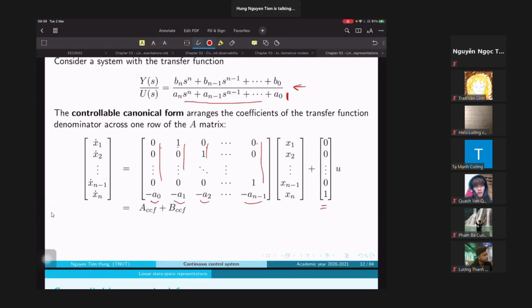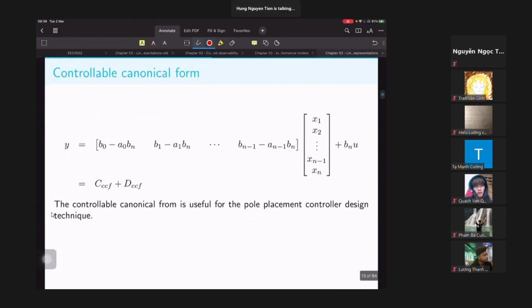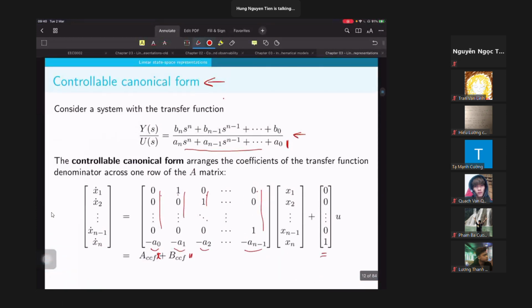Okay, sorry, I was still missing this, and I have to put X here and BU here. Okay, and for the output equation, we got B naught, A naught, Bn, and if the system is causal or proper, the transfer function is proper to have no Bn. Okay, I explained to you before.